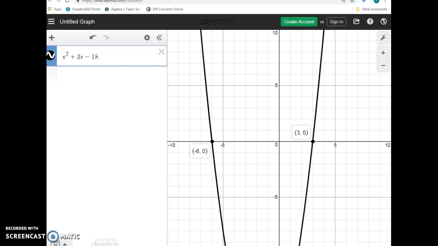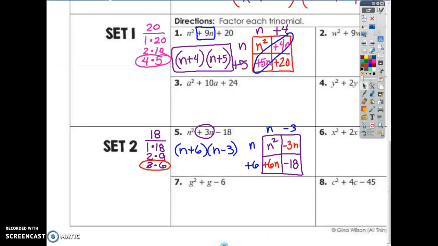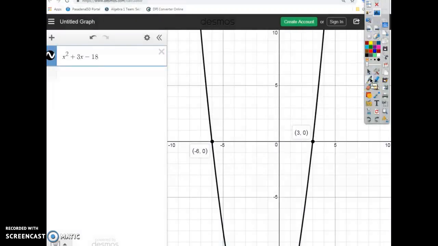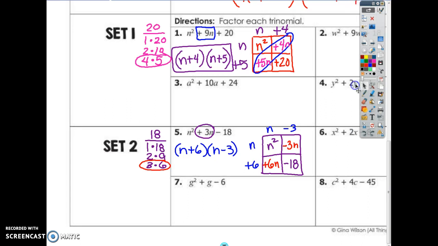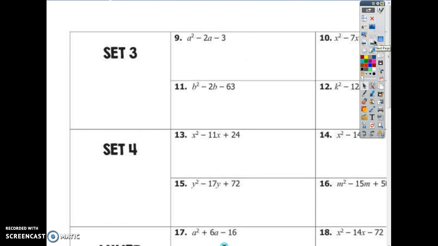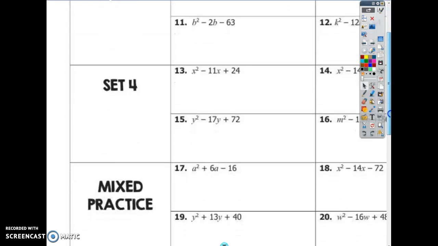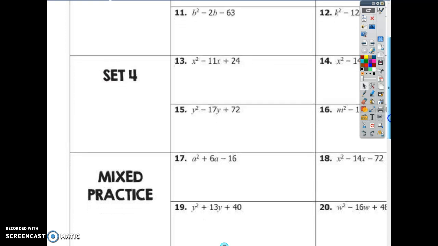Okay? So now I have, this was a -6, so it becomes x plus 6. And this is a +3, so it becomes x minus 3. Those are my factors, guys. Super easy. Okay? I'm going to do one more, and then you're on your own. Let's do problem number 15 on the back page.